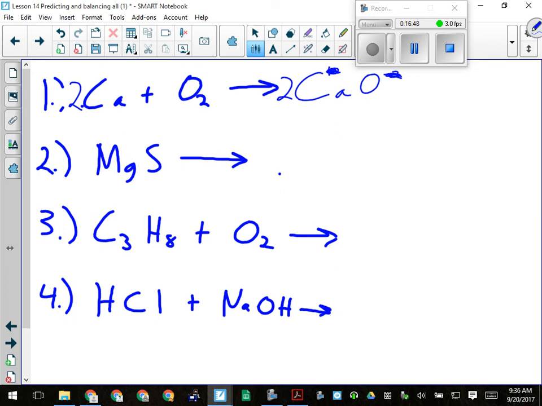How many people are done number 2? Let's have a look at that one as well. So we got what kind of reaction going on here? Decomposition. So that means I'm going to get magnesium and sulfur. What do I need to check for? Special elements. Sulfur is the most special of the special elements. It comes as an 8. So I would say that's probably what I got to start with. I need an 8 over here. That gives me 8 magnesiums, so an 8 right there.